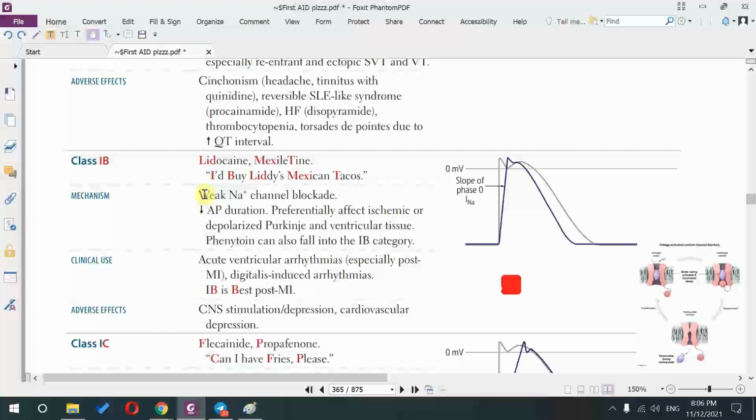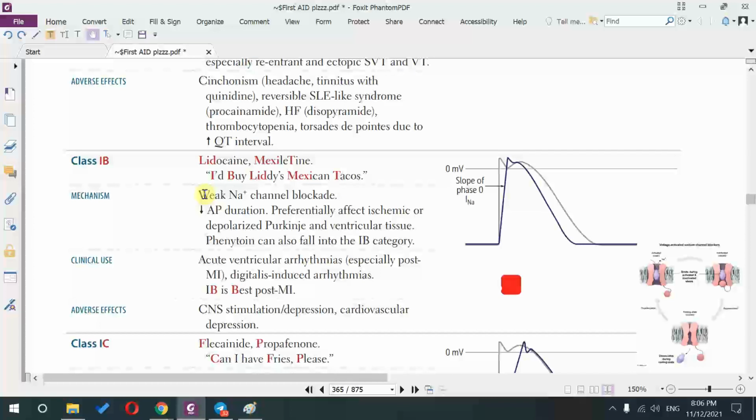It preferentially affects the ischemic or depolarized Purkinje and ventricular tissue. So it seems like an excellent drug for preventing arrhythmia after an MI. Okay? So phenytoin can also fall into category 1B. Notice here, guys, they mention lidocaine and mexiletine.